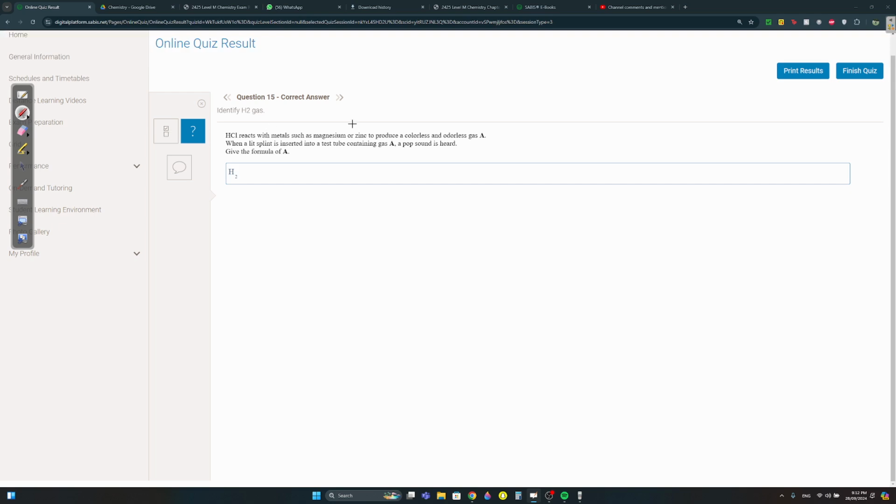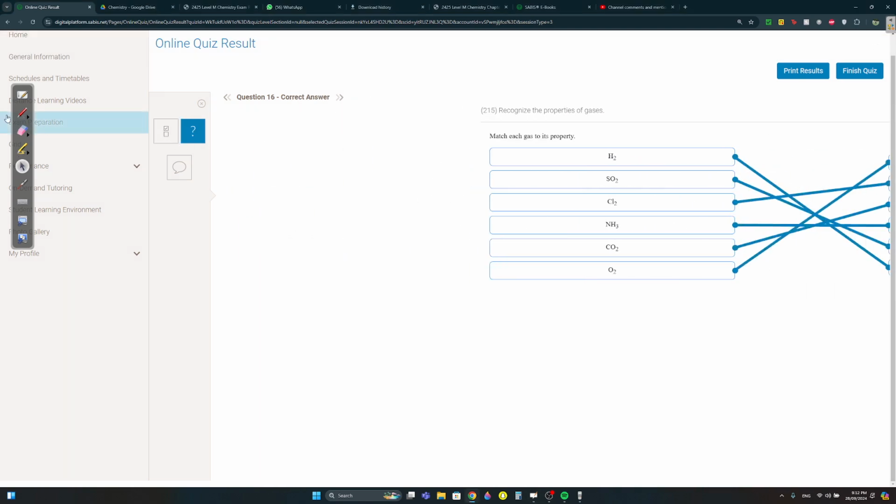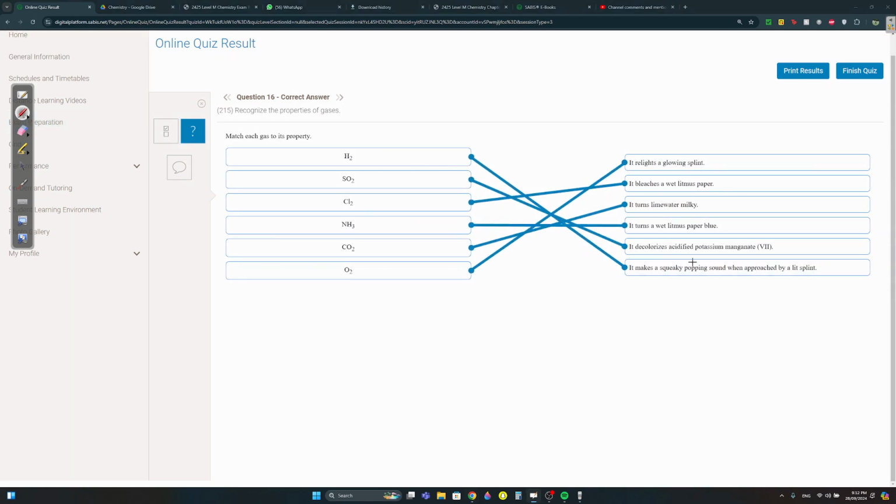HCl reacts with metals such as magnesium or zinc to produce a colorless and odorless gas A. When a lit splint is inserted into a test tube containing gas A, a pop is heard. Give the formula of A. Whenever you see pop, hydrogen. But don't put H, it has to be H2 because hydrogen, you guys know, is diatomic. Hydrogen makes a pop. Done.